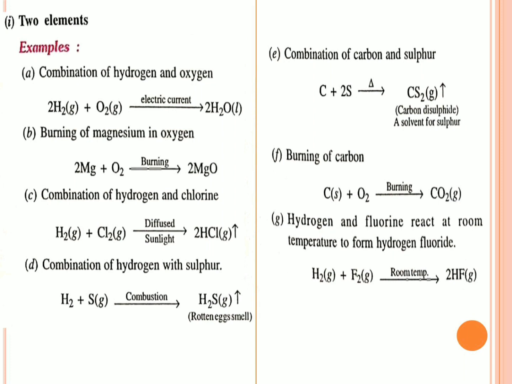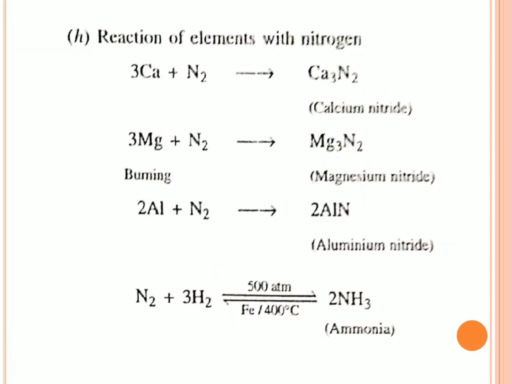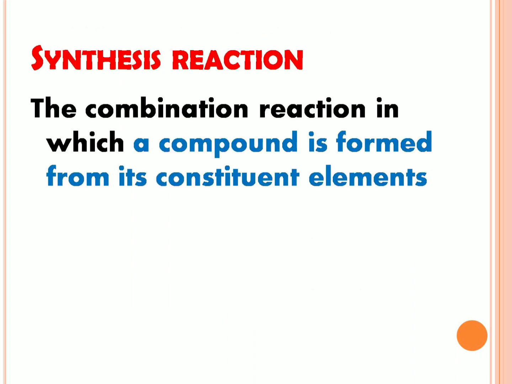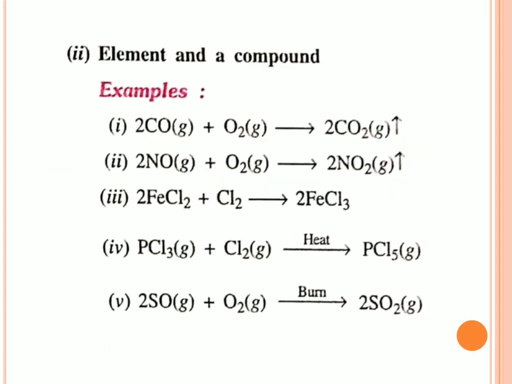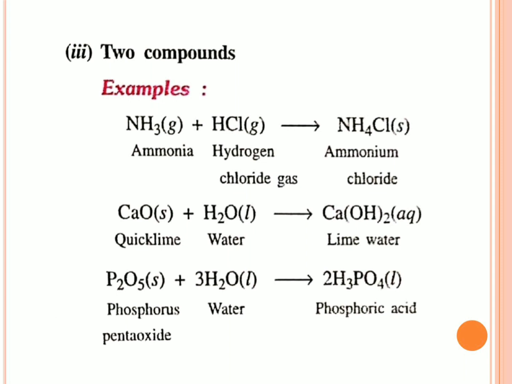You may see that in these reactions the compounds are formed by reacting their constituent elements with each other. Like the constituent elements of water are hydrogen and oxygen, and here the constituent elements hydrogen and oxygen combine to form water. And such kinds of reactions are called synthesis reactions. Here are the examples of combination reactions in which one element and one compound react together to form a new compound. And here, in these examples, two compounds react to form a single product.